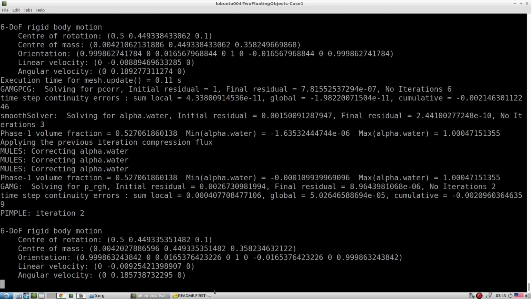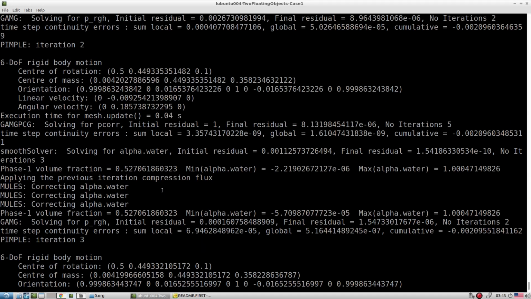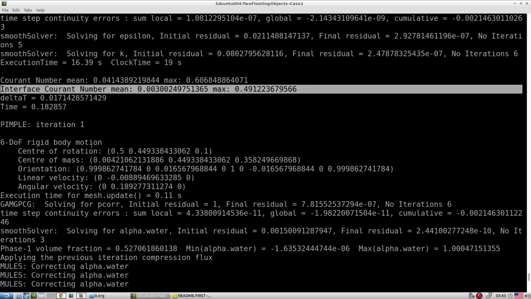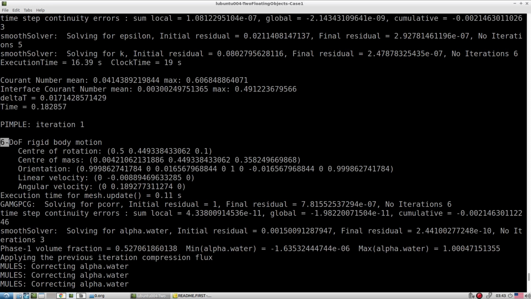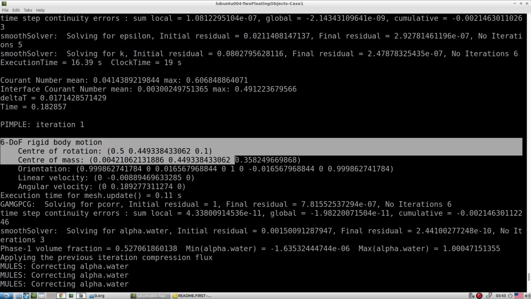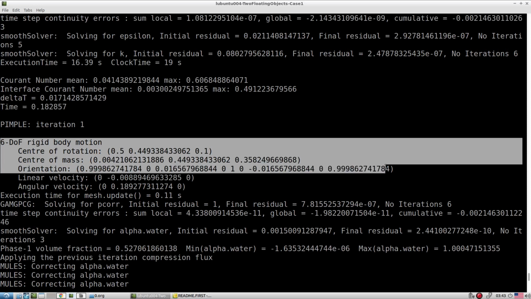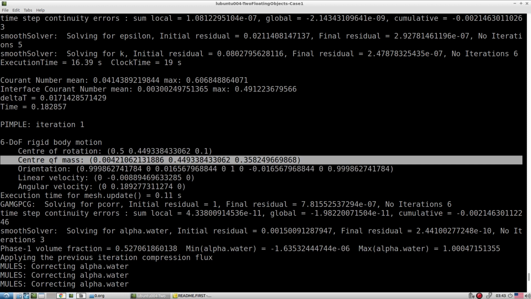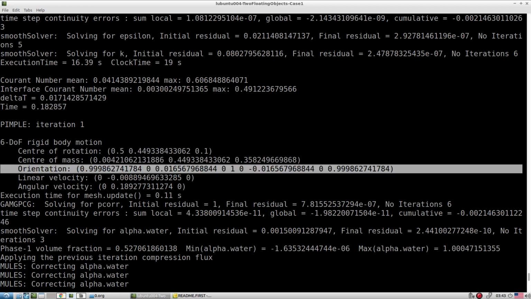So now it is running, okay. So have an idea what exactly happened. We fix the coordinate number, first PIMPLE loop. It tries to use the 6 DOF rigid body motion solver, okay. And look at first center of mass, center of rotations, orientations, okay.